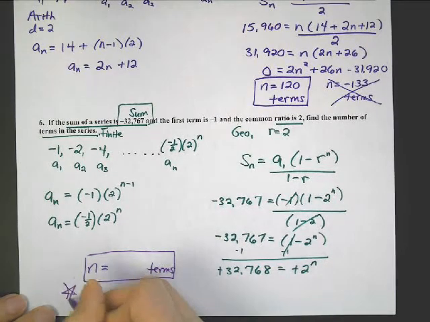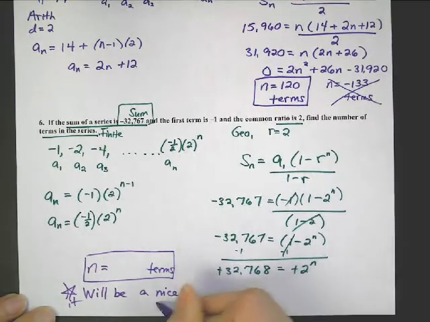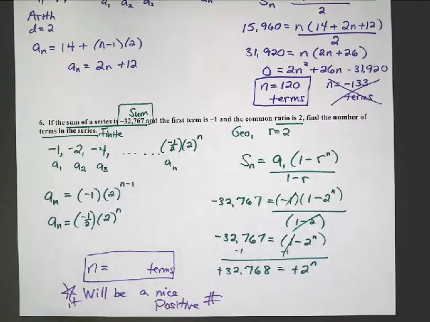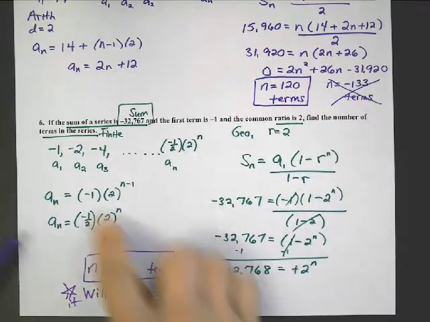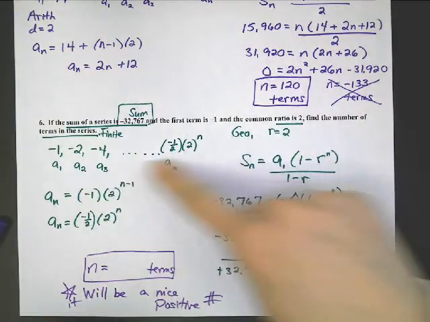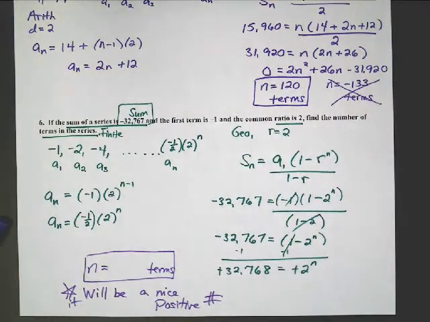Okay, and I do want you to write down this note. It will be a nice positive number. If you get a negative, you did something wrong. There can't be 16.5 terms. And there can't be negative terms. So 2 to some power comes out to that even number. Please find that for me. Thank you.